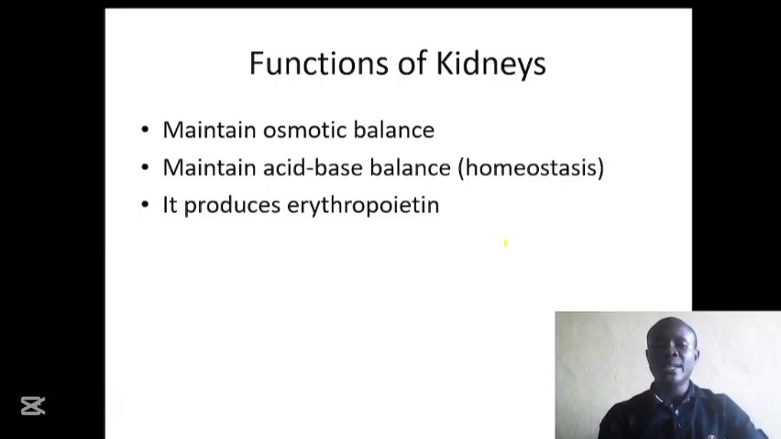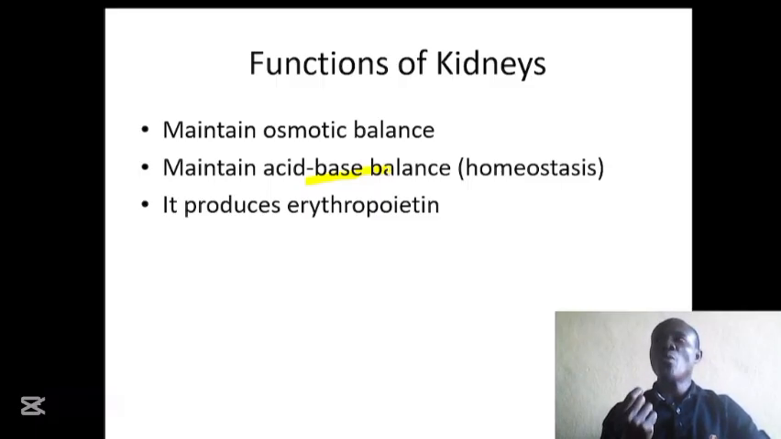In that process, it maintains osmotic balance in the body. That means it helps to regulate the blood water level. The kidneys also maintain acid-base balance in the body. That means they help to regulate the acidity or the alkalinity of the blood. Lastly, it produces erythropoietin.